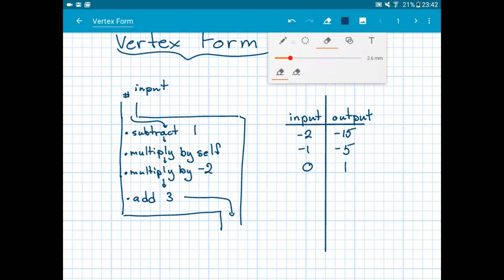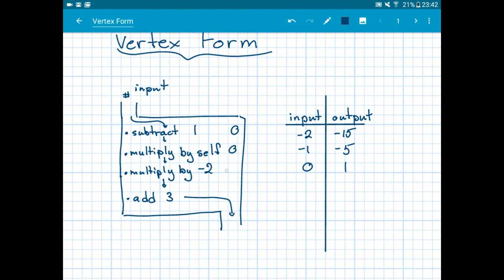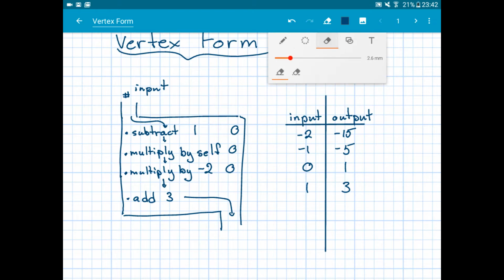Let's use positive 1. So subtract 1 from 1 would make 0. Multiply by itself is 0. Multiply by negative 2 is 0. And add 3 is 3. So 1, 3. Another example. Okay, let's keep going. We'll do a couple more.